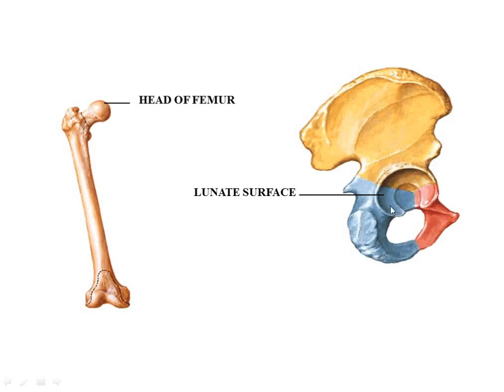So this lunate surface, a half-moon shaped surface with a gap inferiorly, is the articular surface. The fossa present in this region, which we name the acetabular fossa, is non-articular. So the head of the femur articulates with this lunate or half-moon shaped articular surface of the acetabulum. So, two articular surfaces: the head of the femur and the lunate surface of the acetabulum.